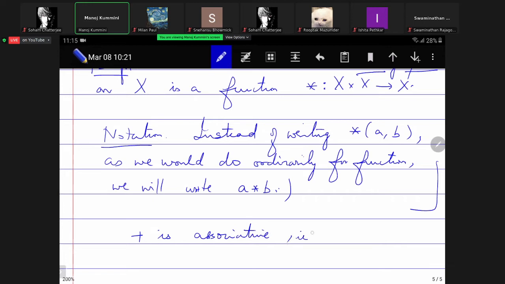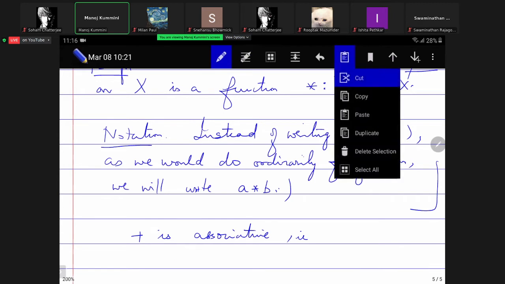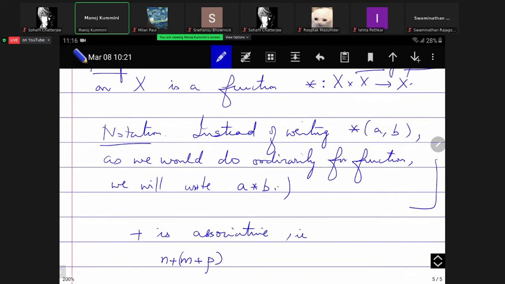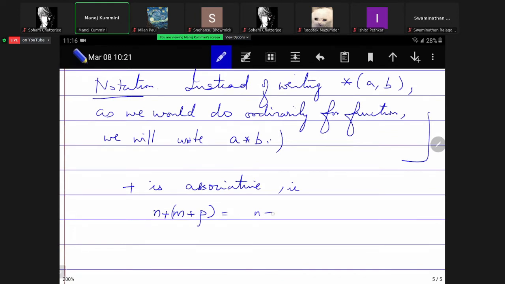That is, n plus m plus p. Associativity of a binary operation means this: f of x, f of y comma z, you can associate it the other way around. This equals n plus m plus p for all m, n, p in Z. So this is what we mean by associativity.